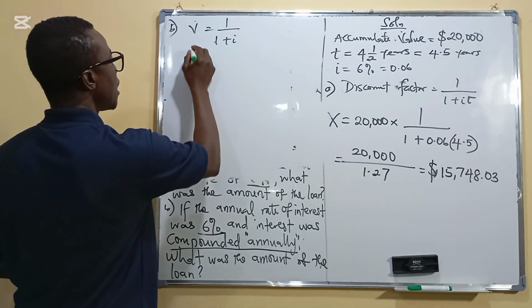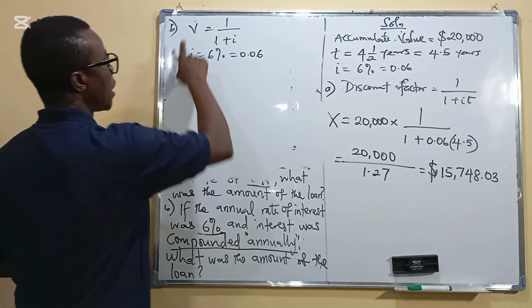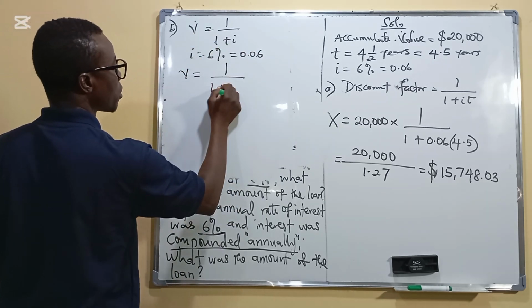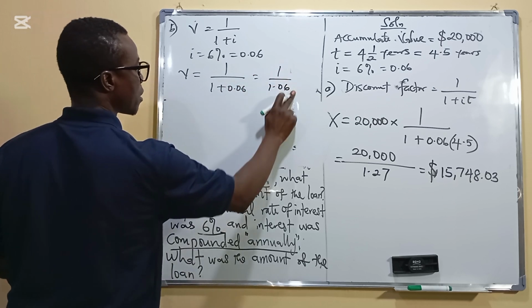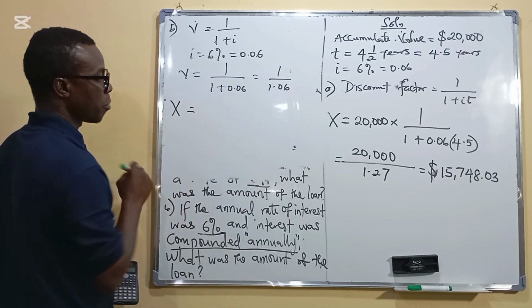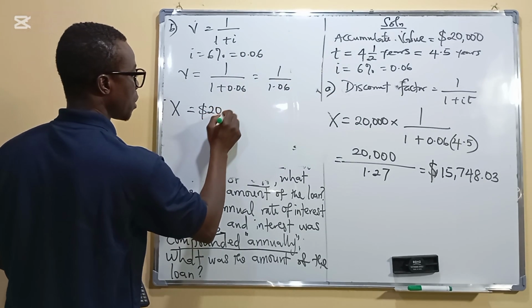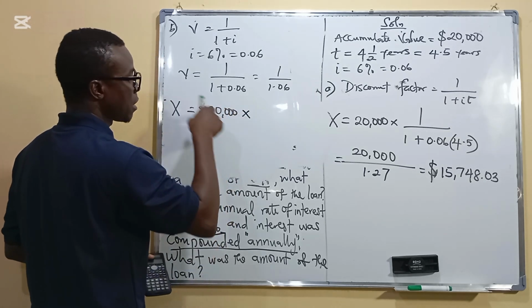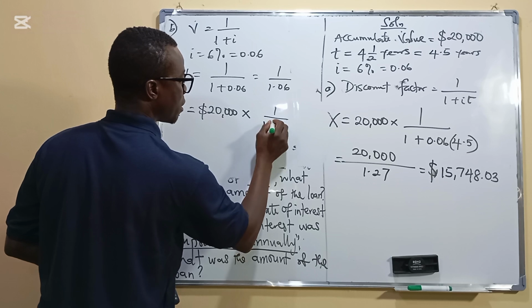6%. We still have this. i is 6%, which is 0.06. And then since I have this, I'm going to say V is equal to 1 over 1 plus 0.06, and this gives me 1 over 1.06. Now, don't forget the present value is going to be the accumulated amount, which is 20,000 US dollars times the discount factor, which will be 1 over 1.06.